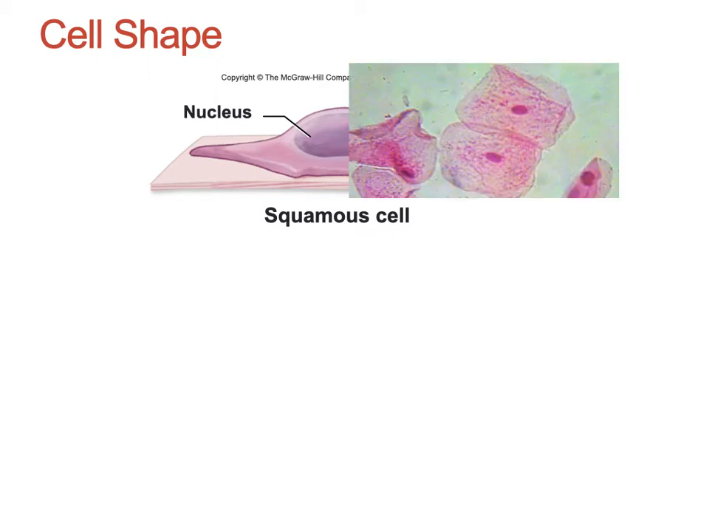This is an example of a squamous epithelial cell. It's a microscopic image of squamous epithelial cells from inside of the cheek. These have been removed from the cheek, so this wouldn't be how they would appear when they are attached to the tissue.